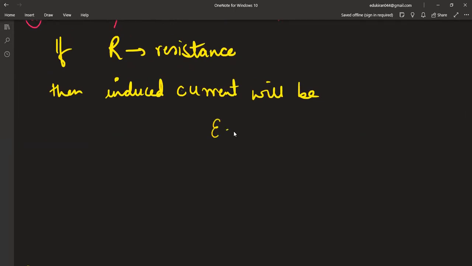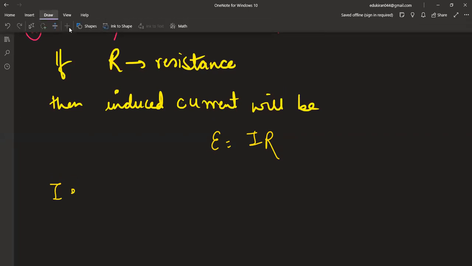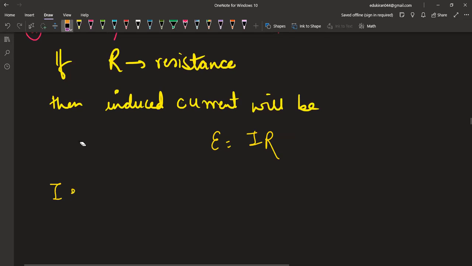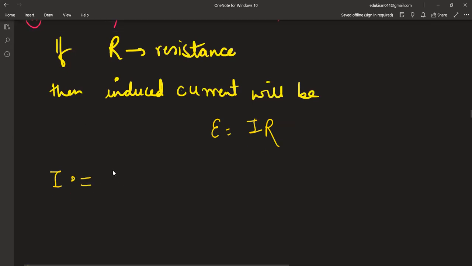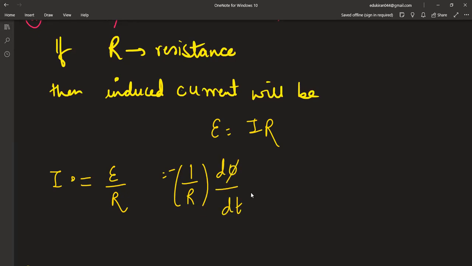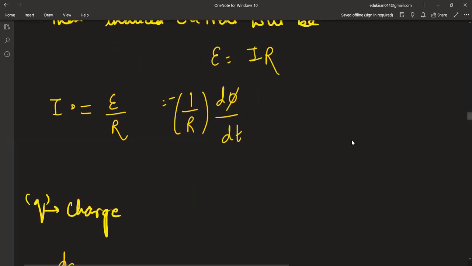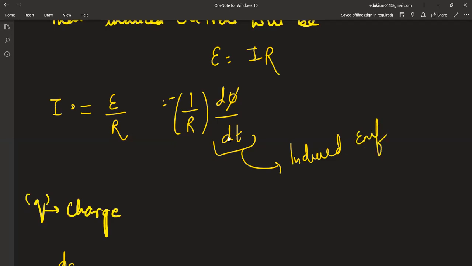See, you all know EMF is equal to current into resistance. So current is equal to EMF divided by the resistance. Right? Now, what is EMF? EMF is minus d phi over dt. Correct? This is the induced EMF. So you can use this value also if current is asked.